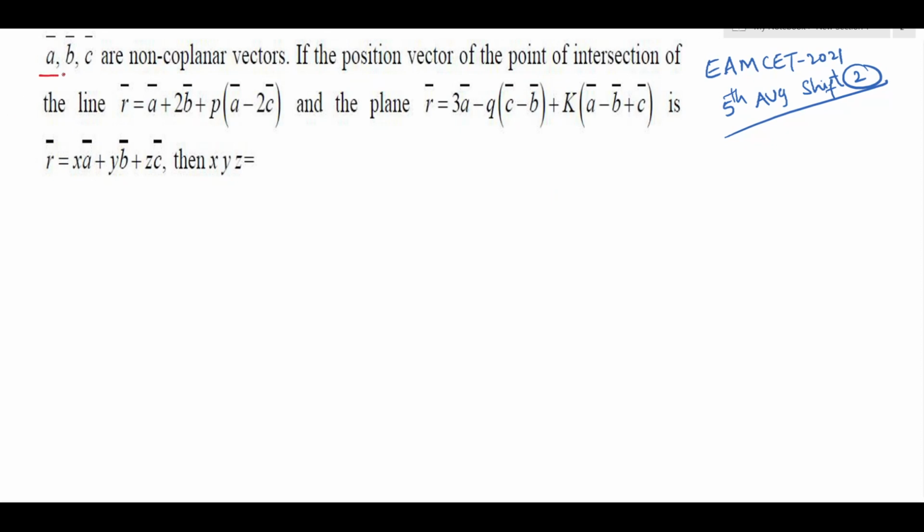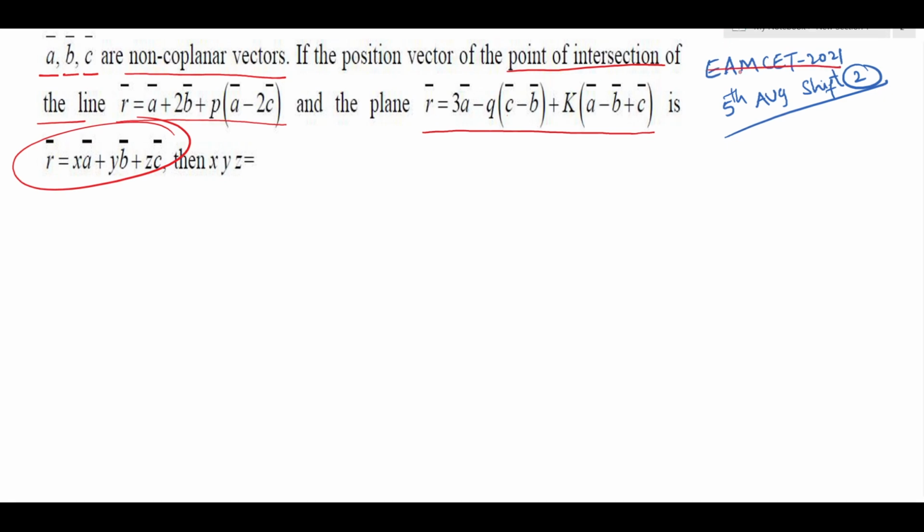If a bar, b bar, c bar are non-coplanar vectors, if the position vector of the point of intersection of the line r bar is equal to a bar plus 2b bar plus p into (a bar minus 2c bar), and the plane r bar is equal to 3a bar minus q into (c bar minus b bar) plus k into (a bar minus b bar plus c bar), is r bar is equal to xa bar plus yb bar plus zc bar, then the value of xyz is equal to dash. This is EAMCET 2021, 5th August shift 2 question.